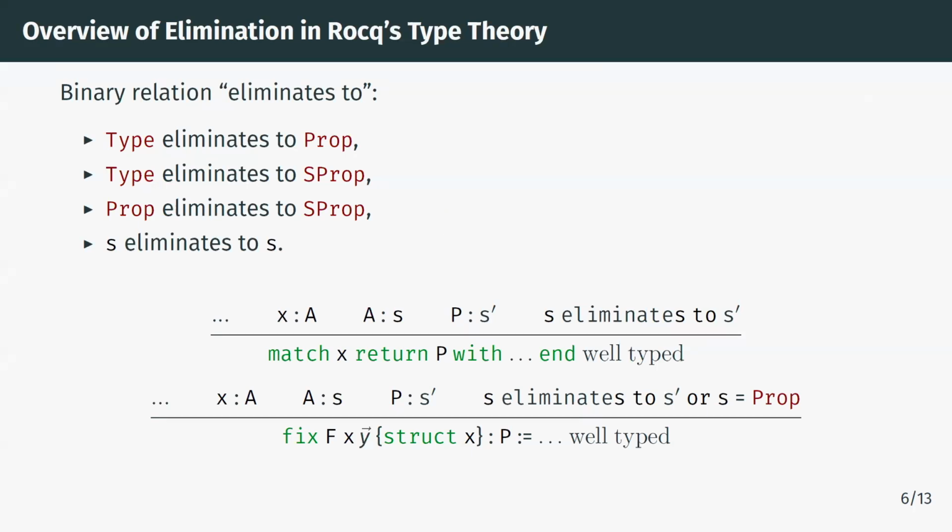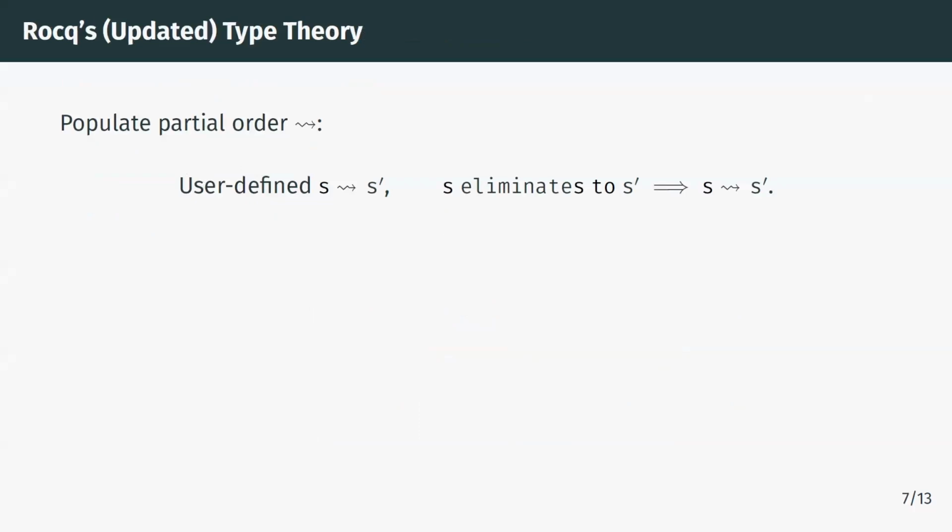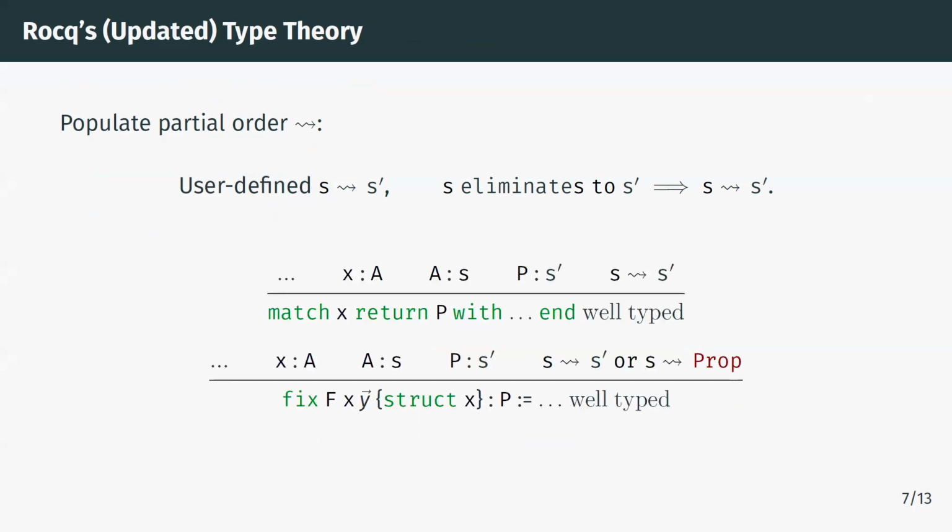So what we did was to say, okay, we only need to generalize this a bit and say to the user, you can actually populate this binary relation with what you want. And so we have two things, the user-defined elimination constraints and also the ground elimination constraints. And it doesn't change the rules a lot. We just have the eliminates to, which has been replaced with the new binary relation.